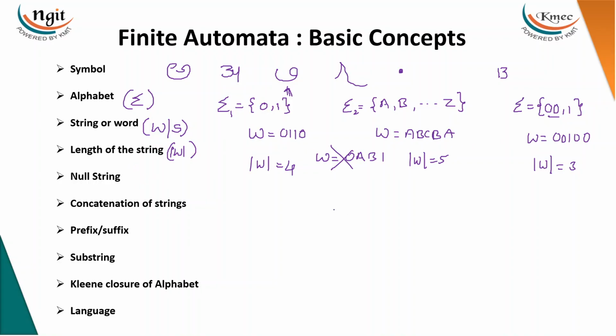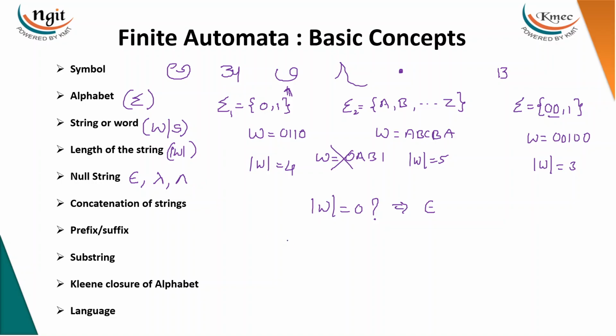Null string. If the length of the string is 0, the only string in the complete subject whose length is 0 is epsilon, or the null string. And it is not always the epsilon symbol, sometimes lambda, sometimes phi. So they'll tell you in the question what it would be.